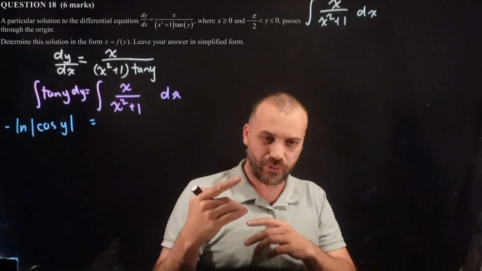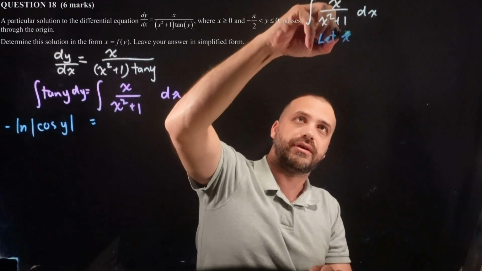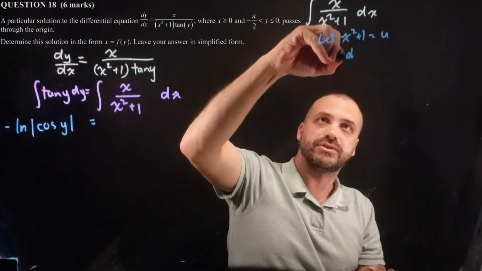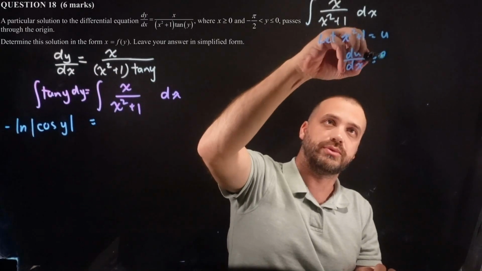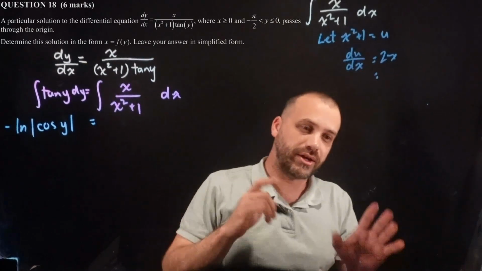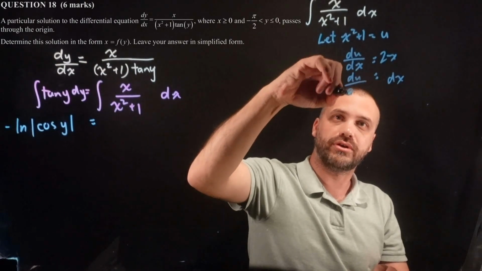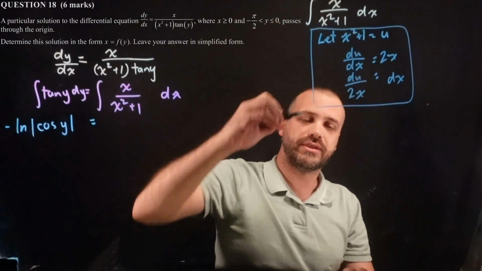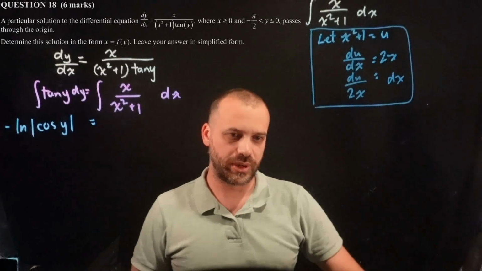It's the same order that the derivative would be. So I'm going to let x squared plus 1 equal u. And that means that the derivative of u with respect to x is just equal to 2x. And then I can rearrange that and get dx equals du over 2x. All right, let's put a box around that. And we can now put that information into our integral.